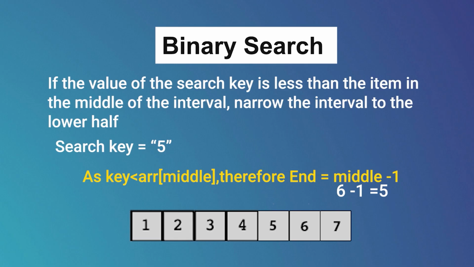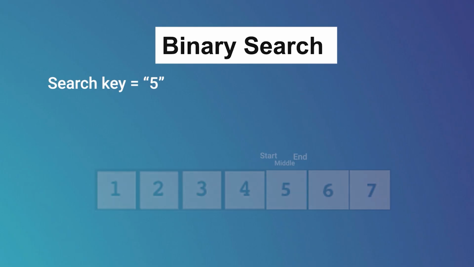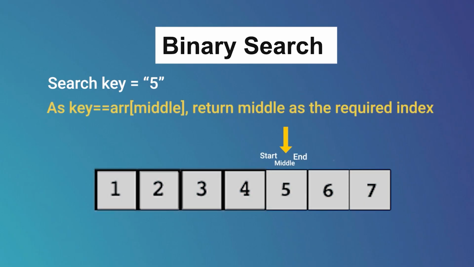So one can easily observe from this diagram that the search key is 5, which is less than the middle value 6, and therefore the end will be shifted to middle minus 1. Therefore all of these 3 elements, start, middle, and end, will point to the one element only, 5. And now one can easily observe that the key value will get matched with the 5, and therefore we can announce the successful completion of the searching.